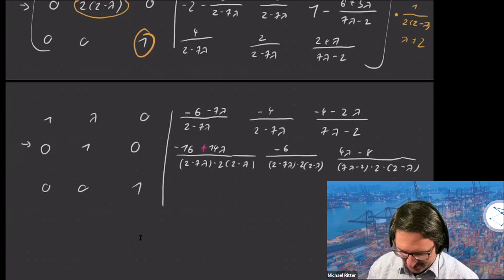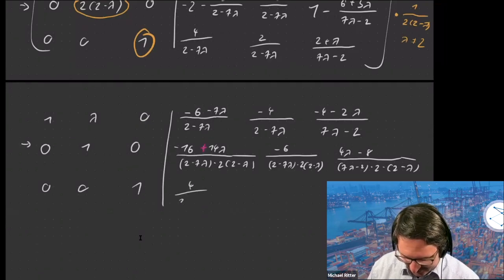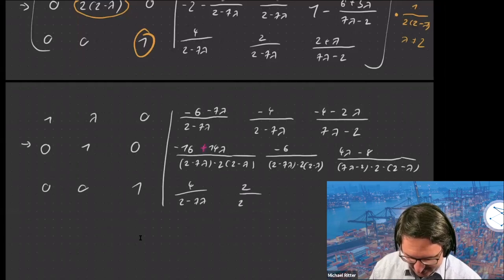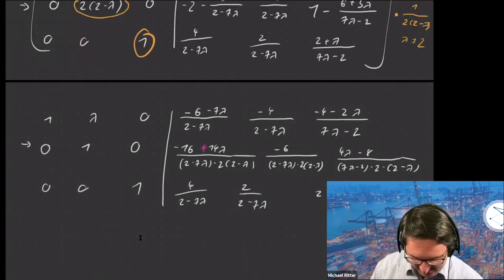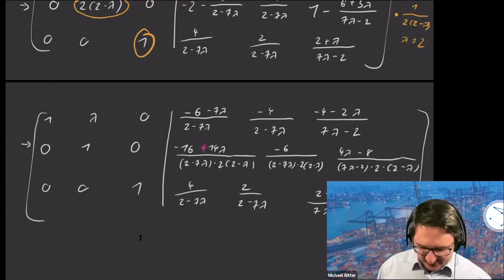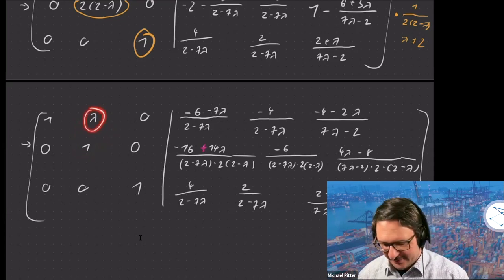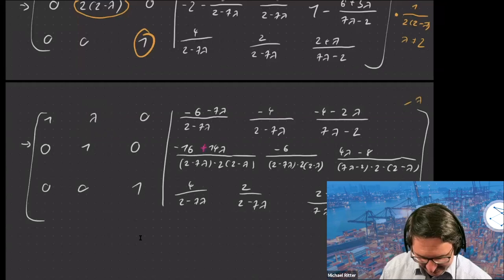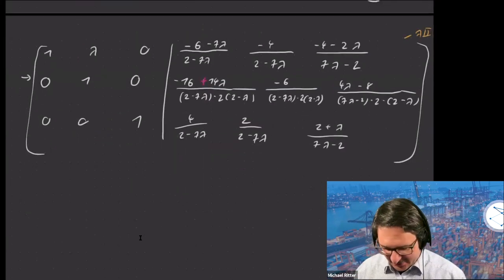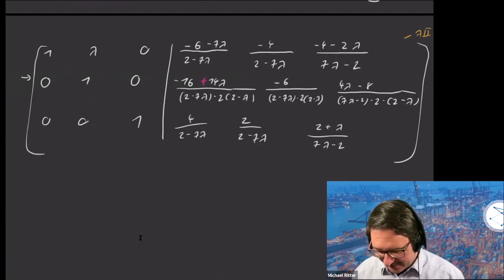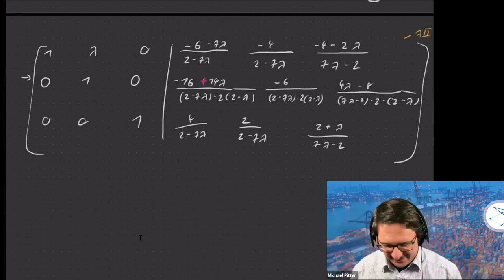So we're at the last row, we can just copy this one. Great. 4 over 2 minus 7 lambda, 2 over 2 minus 7 lambda, and 2 plus lambda over 7 lambda minus 2. So finally, the last operation, we're going to subtract lambda times the second row from the first to get rid of this lambda entry here. So minus lambda times row 2. And that should then be our final matrix. So I don't have to write down the left-hand side anymore. I'll add the left-hand side later on when I know how far apart the rows are.